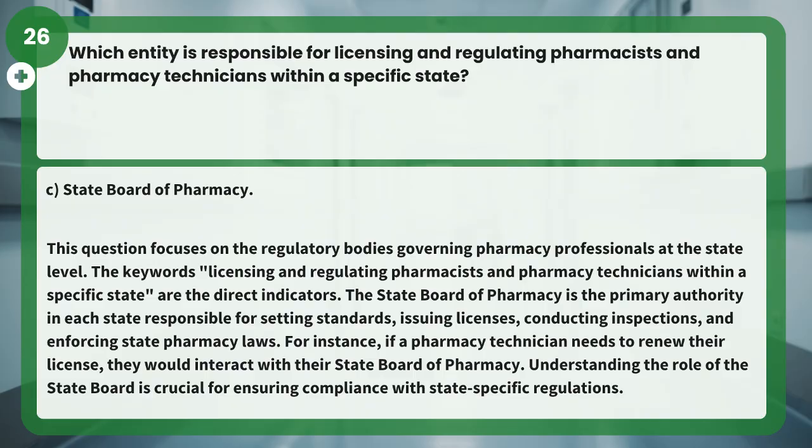Answer C. State Board of Pharmacy. This question focuses on the regulatory bodies governing pharmacy professionals at the state level. The keywords licensing and regulating pharmacists and pharmacy technicians within a specific state are the direct indicators. The State Board of Pharmacy is the primary authority in each state responsible for setting standards, issuing licenses, conducting inspections, and enforcing state pharmacy laws.